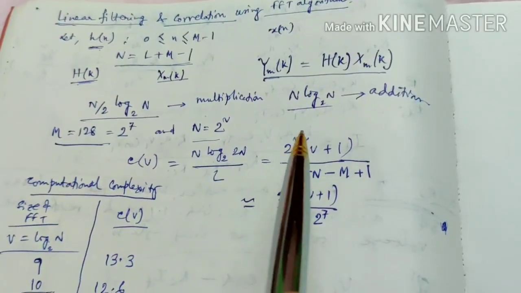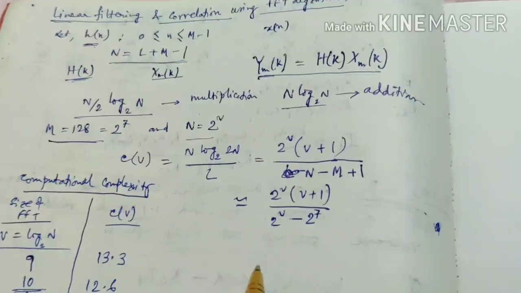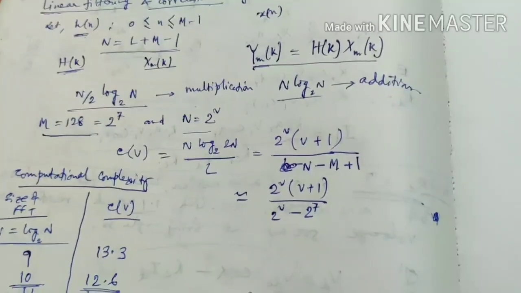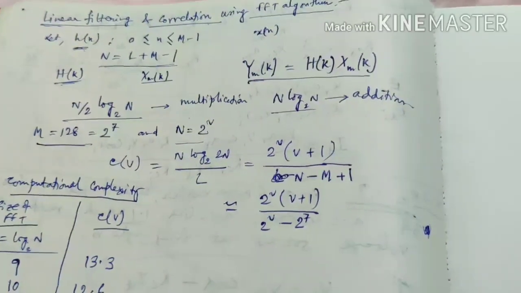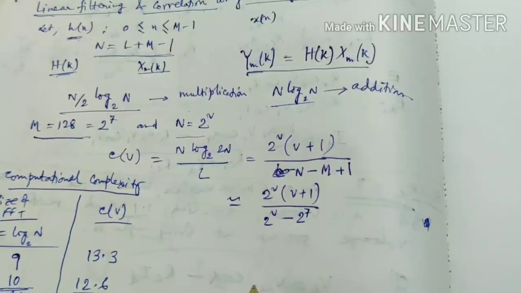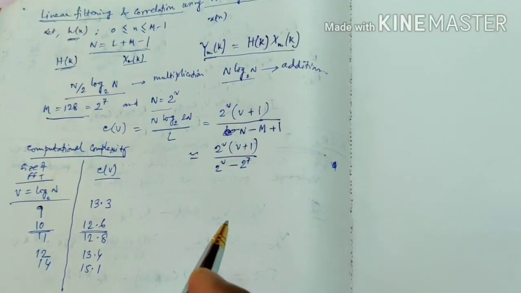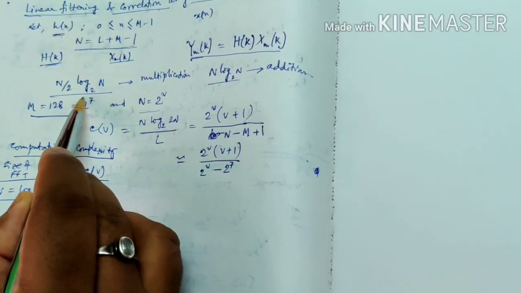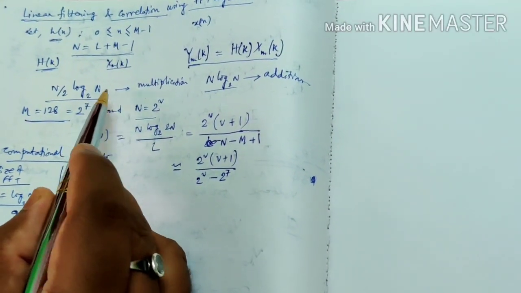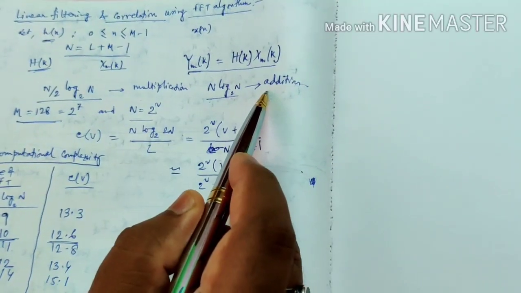log 2 base n multiplications and n log 2 base n additions for an n point DFT sequence. So multiplications: n by 2 log 2 base n, and additions: n log 2 base n.